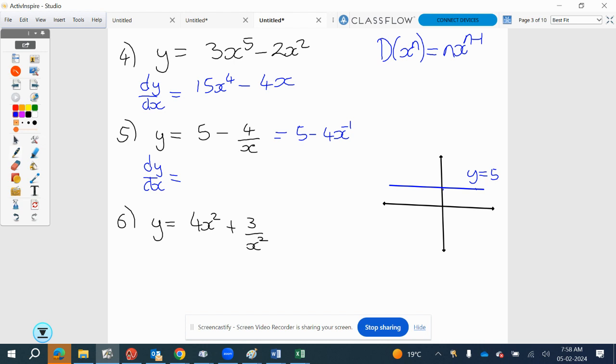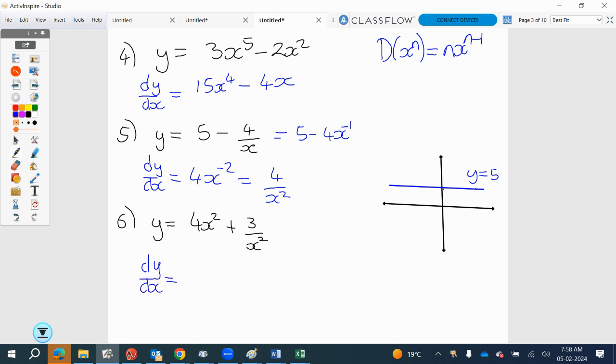Right, let me see if you got the second bit right. This one's going to become 4x to the minus 2, which as you rightly said is 4 over x squared. How about 6? Who's going to help me with 6? So, Lorenzo. Let me write the derivative of y with respect to the variable x. Sorry, let me rewrite this one for clarity. It gives 8x minus 6x to the minus 3, which you rearrange to minus 6 over x cubed.